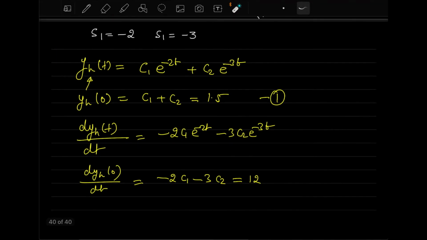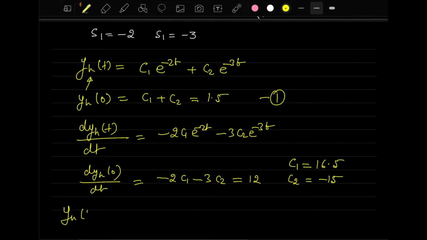So now you have these two equations. The first equation is this one, and the second equation is this one. Once you solve these two equations, the value you will get for C1 is 16.5, and the value of C2 will be minus 15. These will be the two coefficients you get once you apply the initial conditions. So the final solution, the natural response of this system, will be 16.5 e^(-2t) minus 15 e^(-3t).